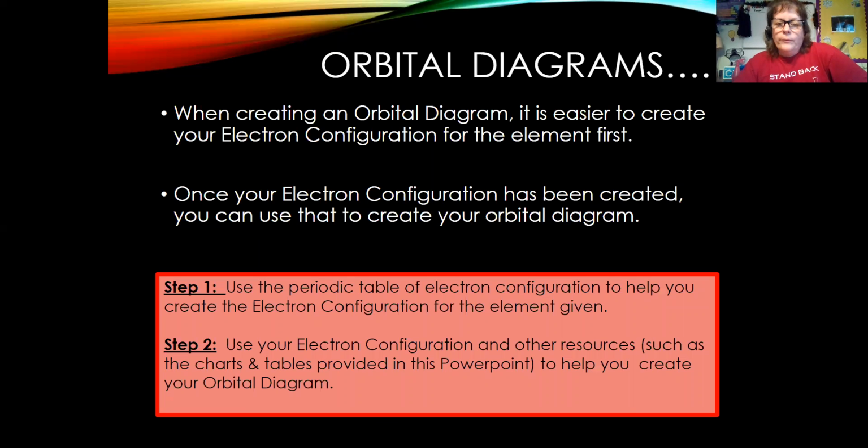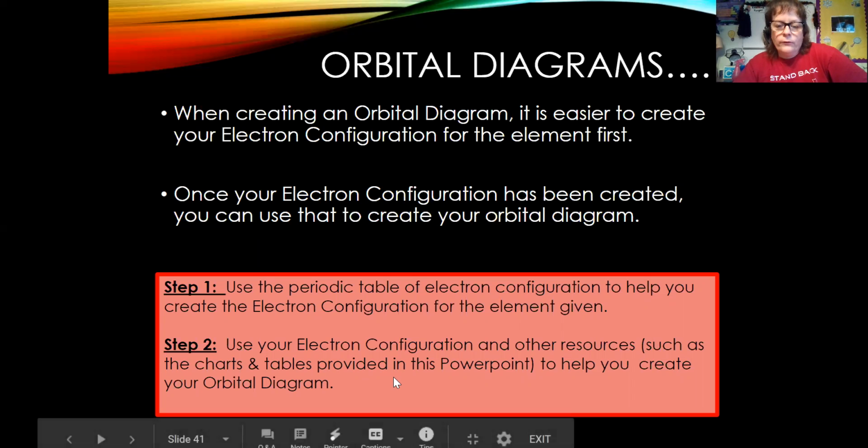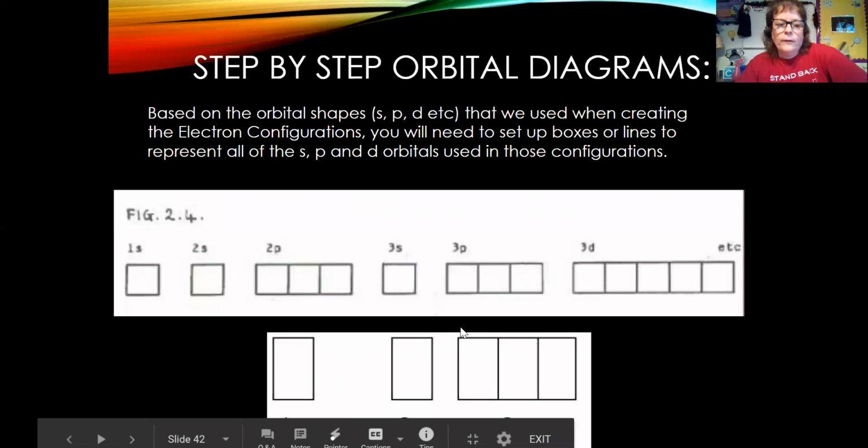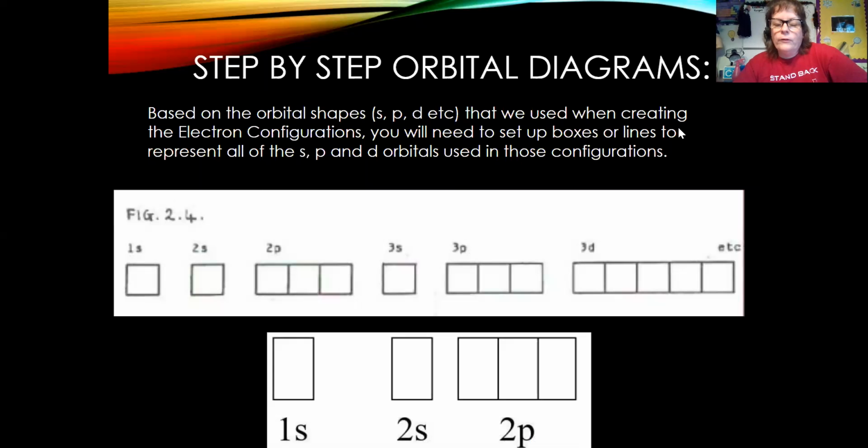All right, so when creating orbital diagrams, it's easier to create your electron configuration first, okay? And then you have your map for how to do your orbital diagram. So step 1, use a periodic table of electron configuration to help you create your electron configuration for the element, and then use that electron configuration as well as other sources such as charts or tables provided in this PowerPoint to help you create the orbital diagram. Okay, so I'm going to give you a little step-by-step how to do this. And once you get the gist of it, you won't have to be this detailed anymore.